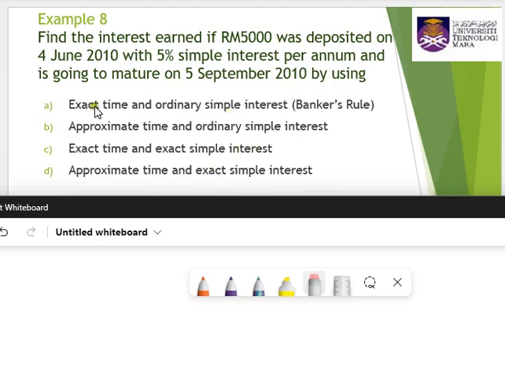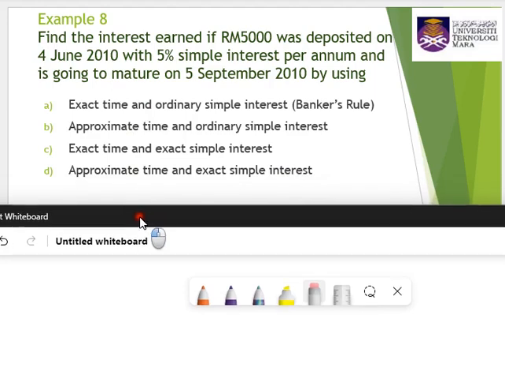A here, they want you to have exact time and ordinary simple interest. So with the word ordinary, you already bear in your mind, you will need to apply Banker's rules. Okay, so B, approximate time and ordinary simple interest. C, exact time and exact simple interest. D, approximate time and exact simple interest. So no matter what it is, first thing in your mind, list out. Okay, so let us solve for the A.